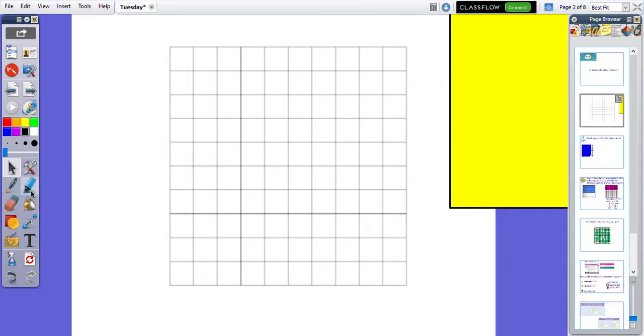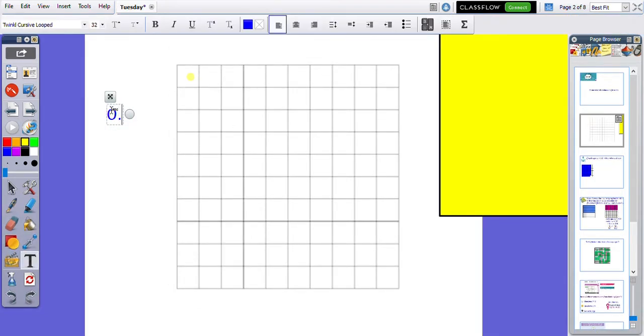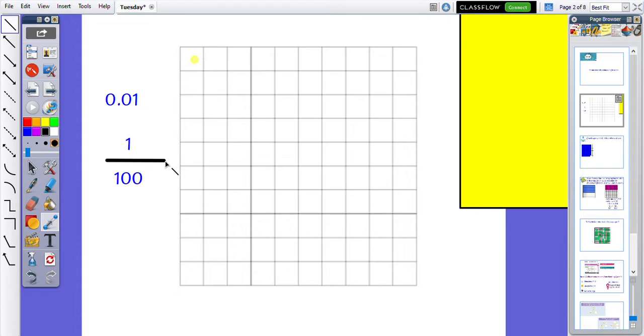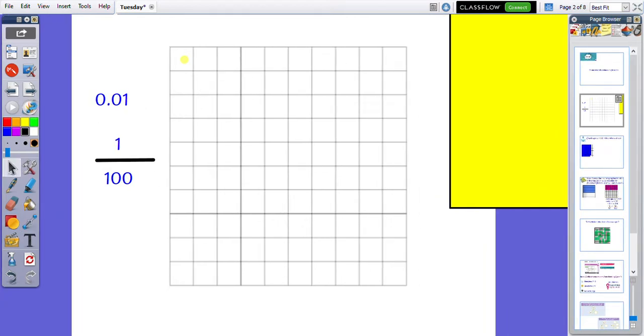So we know that if we take 1 square of that 100 square, that is equivalent to 0.01, so 1/100th, or 1 over 100, okay, as a fraction, like this, okay? So we need to remember that when we come to do the rest of our learning today. So 1 part of 100 square is equal to 0.01, or 1 over 100, okay?